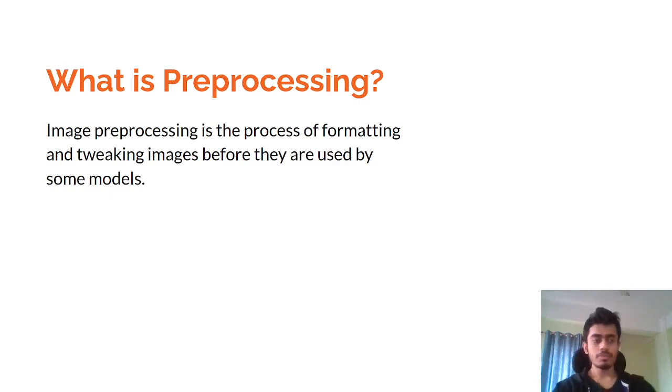First of all, if you don't know, preprocessing is basically a process of formatting the images and tweaking the images in certain ways before we use those in some machine learning models. For example, if you have a bunch of color images, we can grayscale those images or maybe normalize those images before we use those in a machine learning model.